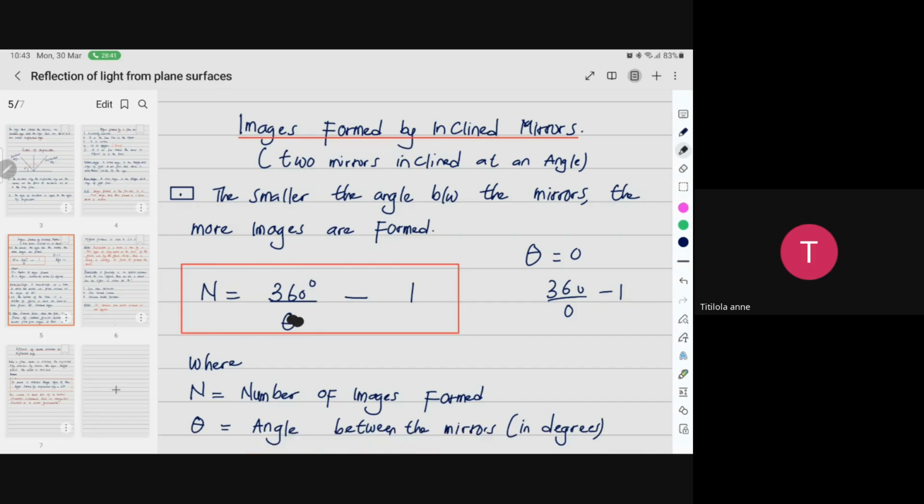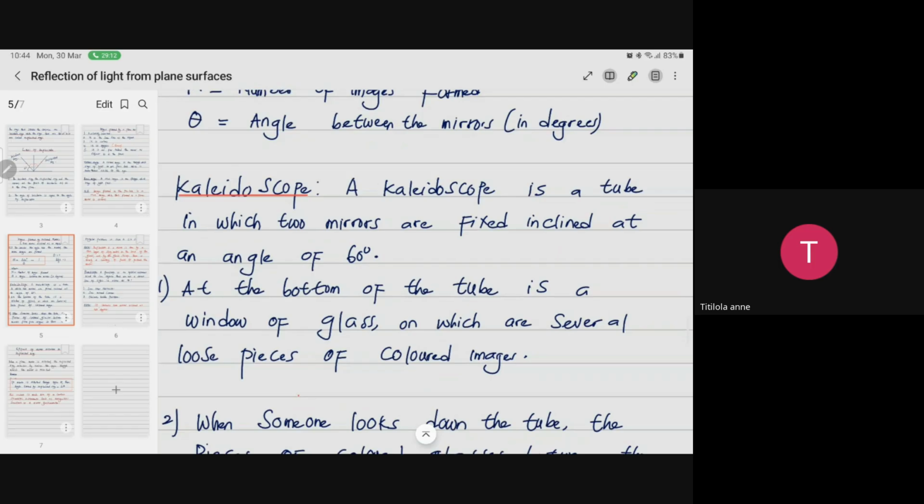So that's it here. So we have 360 over theta, then minus 1. So if the angle is 90 degrees, we're expecting 3 images to be formed. 45 degrees, you can use that. So this is a very powerful formula that every one of us should remember, right? Every one of us, as long as this topic is concerned, should be able to remember how to find the number of images when two mirrors are inclined at an angle. And the smaller the angle, remember, the more the images that are formed. At 0 degrees, infinite images are formed.